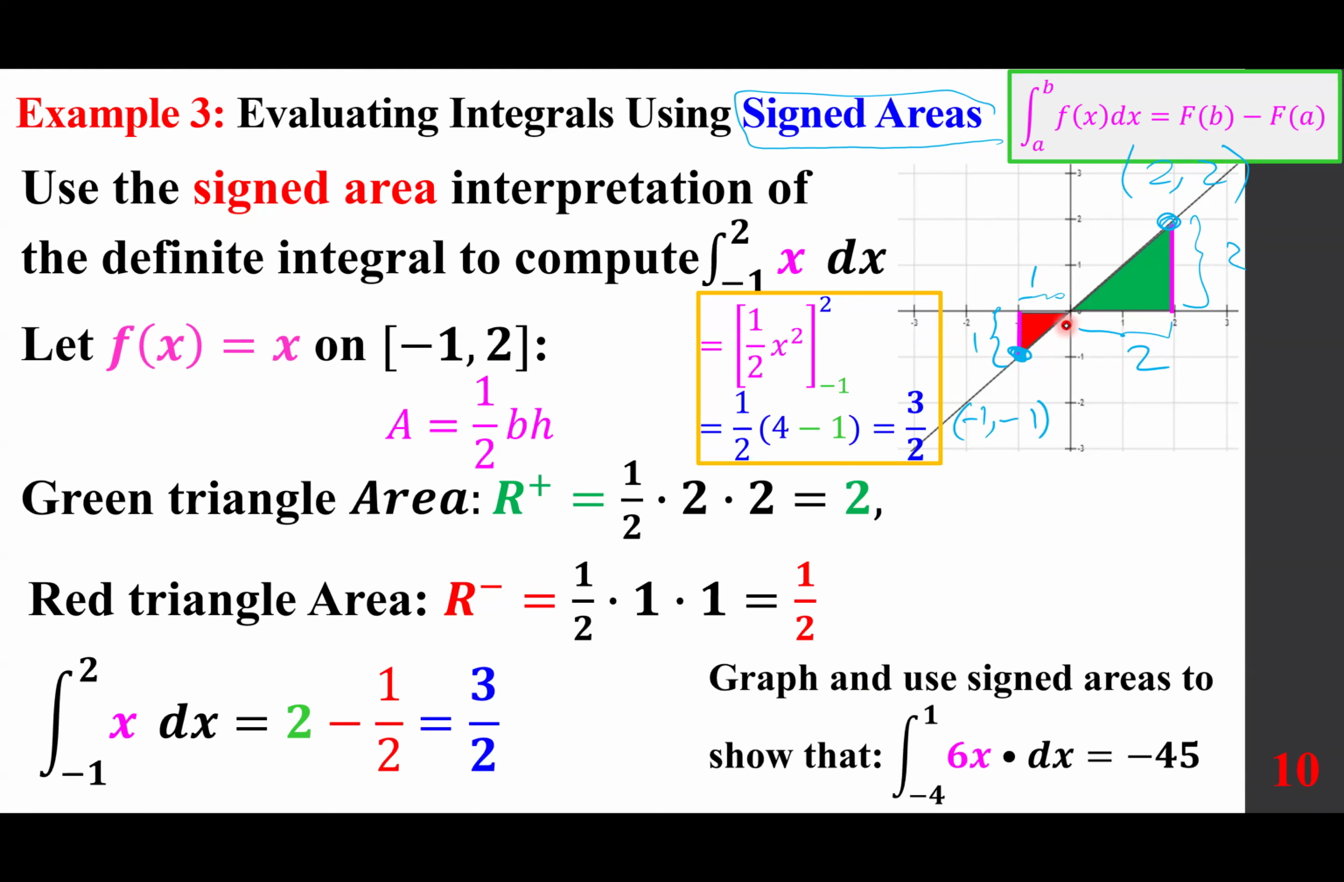So what I want you to do, I want you to graph and use signed areas to show that this integral is -45. So I'm giving you the question, I'm giving you the answer. I want you to verify it 2 ways. One by graphing it, one by FTC, and FTC will always work. In this case, the shape also is, you can follow a geometric shape and come up with the answer. It's really not a big deal, but please do so. It's a good practice.